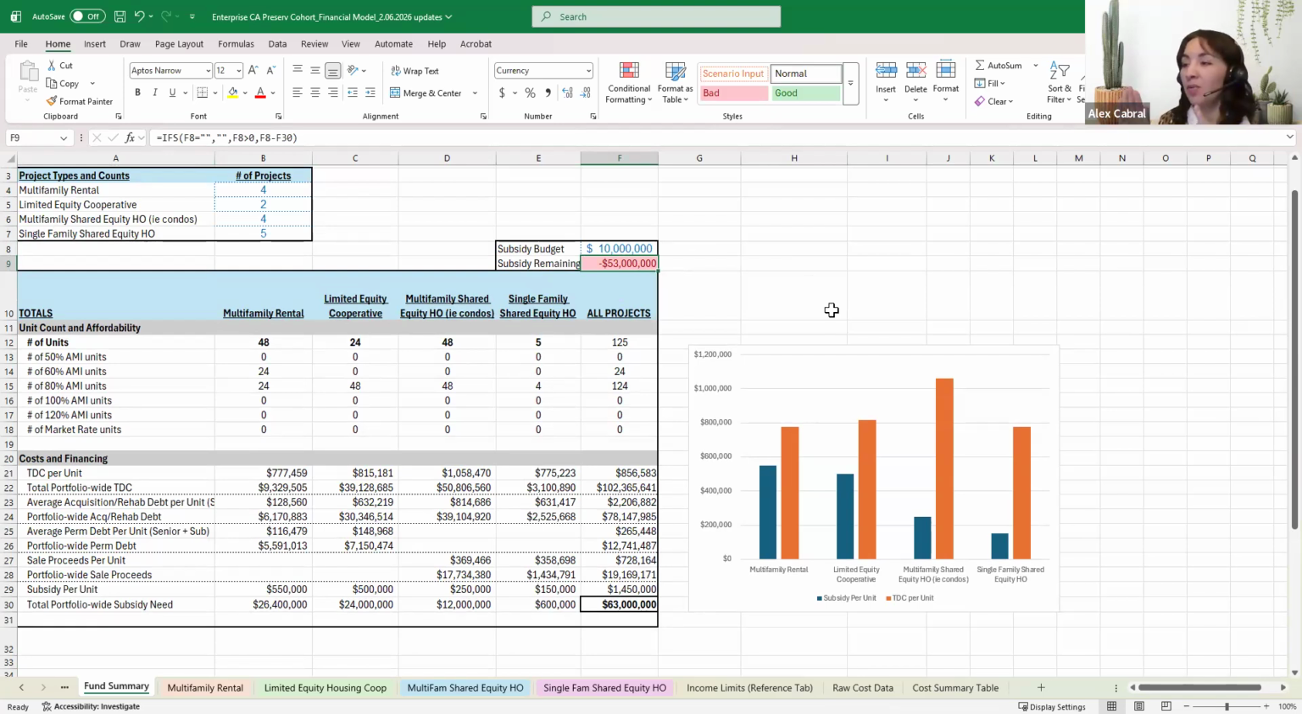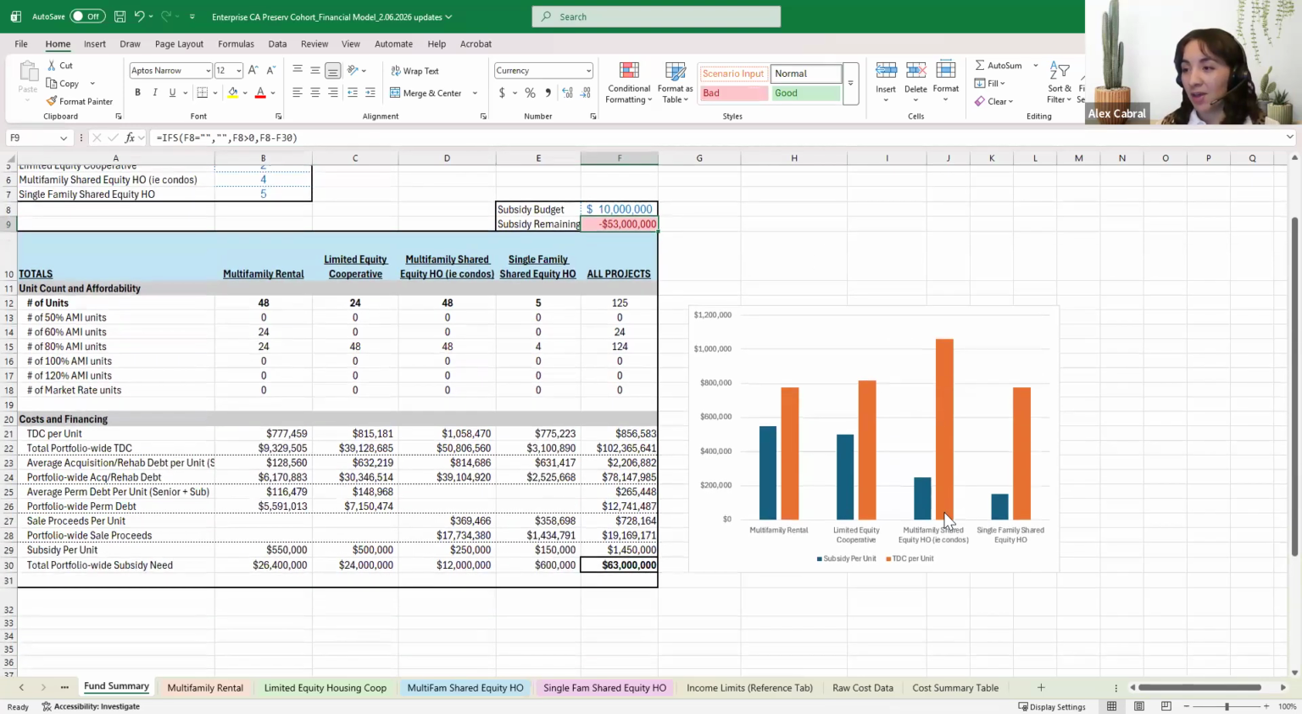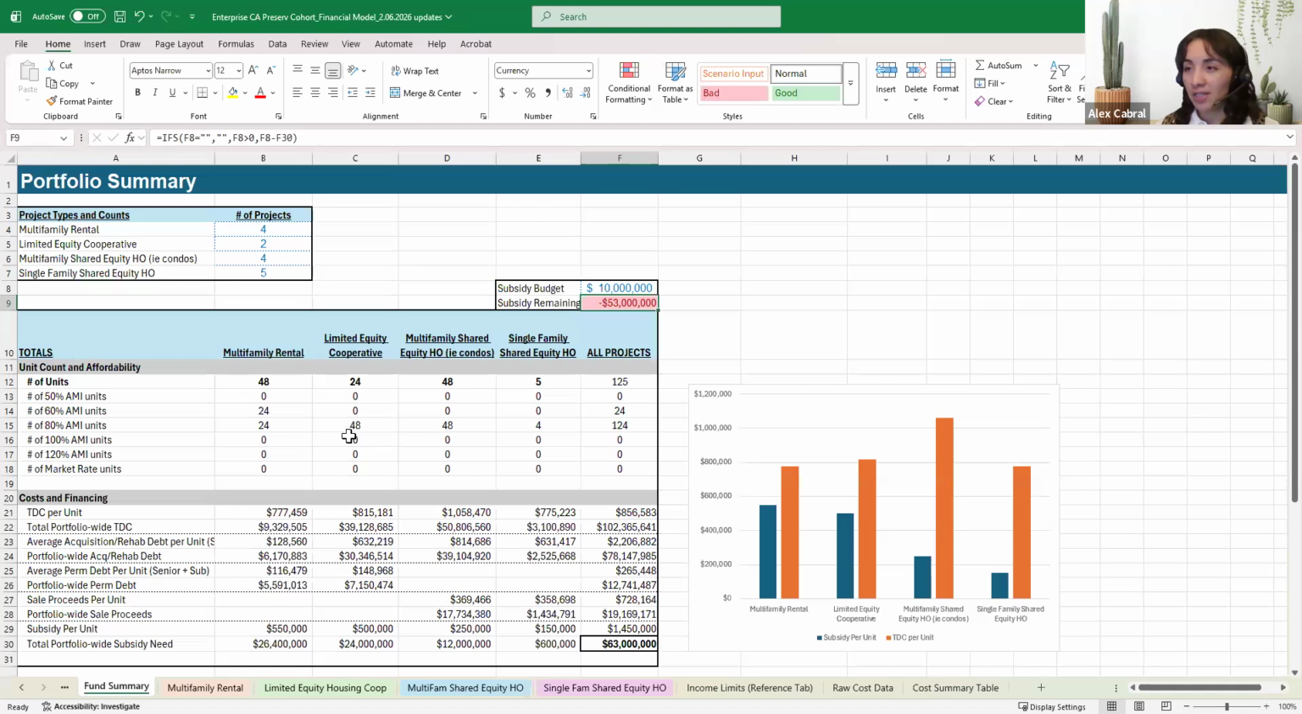You're going to put in what is relevant to you and your program and your region, and it'll come out with some numbers that you have something to work with. So that's a summary of how this model works.